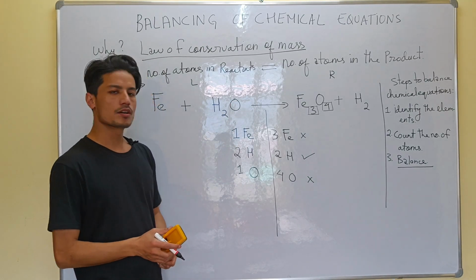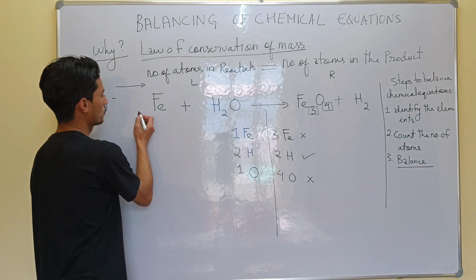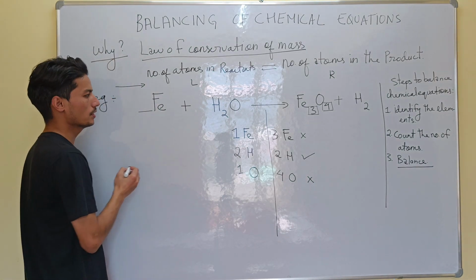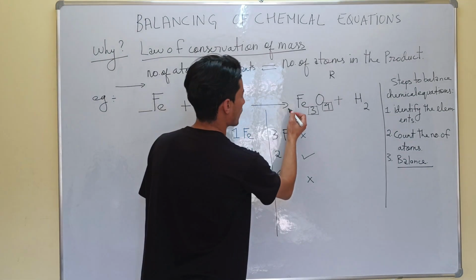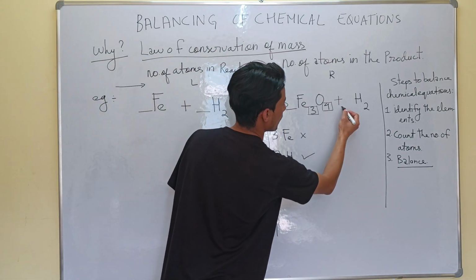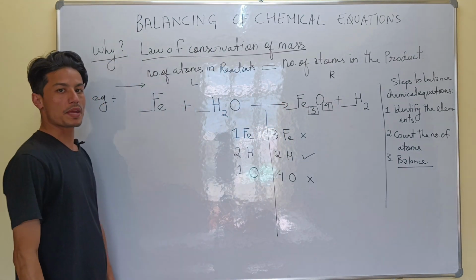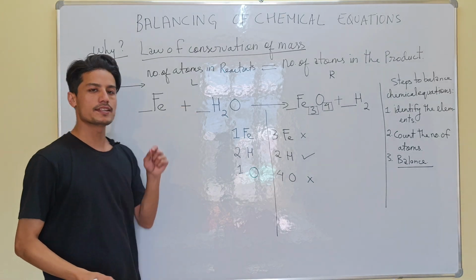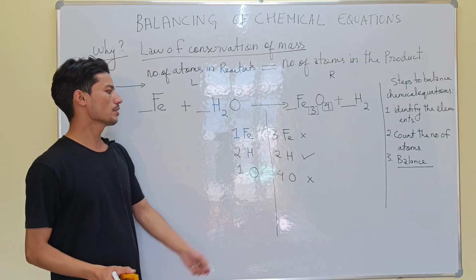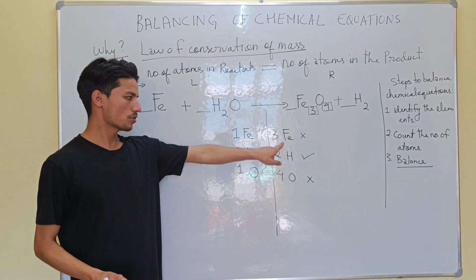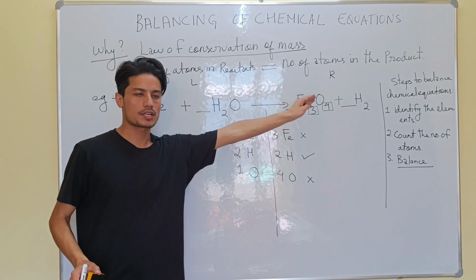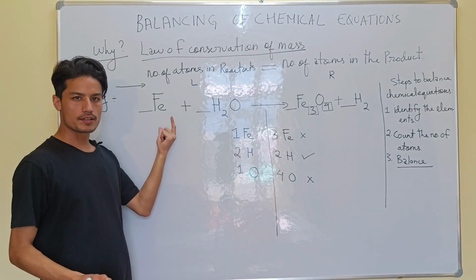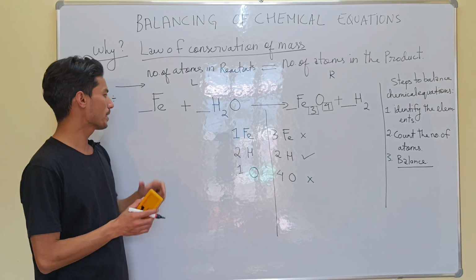Then where do we write? We are allowed to write here in front of the compound or in front of the element. So there is a space available for us to fill in with the required number. So remember, 3 iron here. We have more iron atoms in the product side, and we have only 1 here. So we have to make it 3.